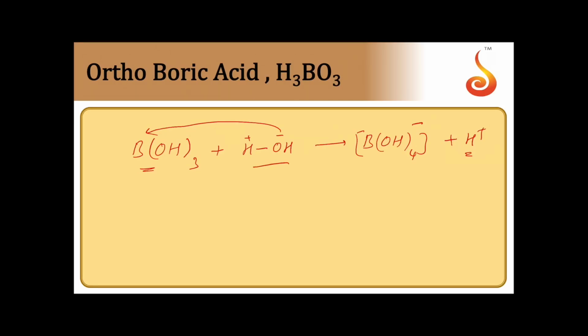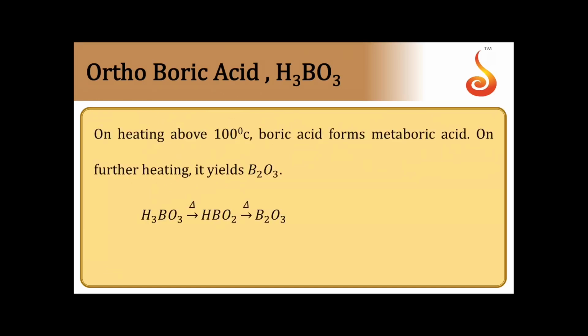So the proton is given from the water molecule; boric acid is basically accepting an electron pair. Electron pair acceptor, therefore it comes under Lewis acid. It is not giving its own proton, hence it is not called a protonic acid. So boric acid is a very weak acid, basically a Lewis acid, not a protonic acid.